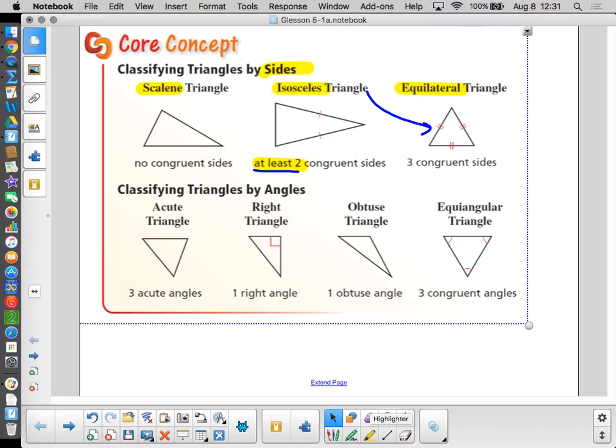And that's probably something you haven't seen before. Most people just say, well, no sides congruent, scalene, two sides congruent, isosceles, three sides congruent, equilateral. But there's that little technicality. We can also classify a triangle by its angles. When we classify a triangle by its angles, we always classify by the largest angle.